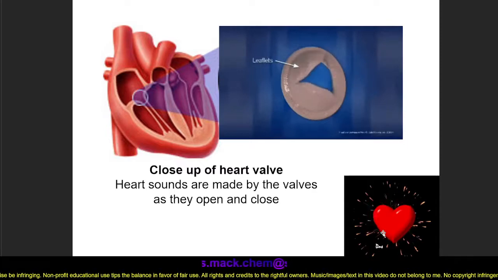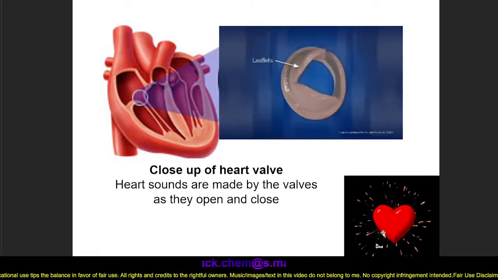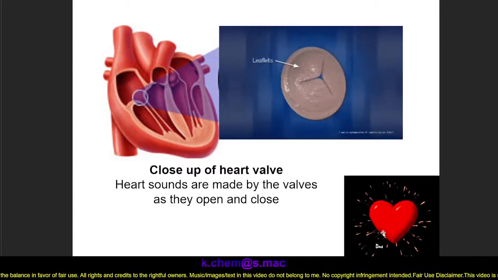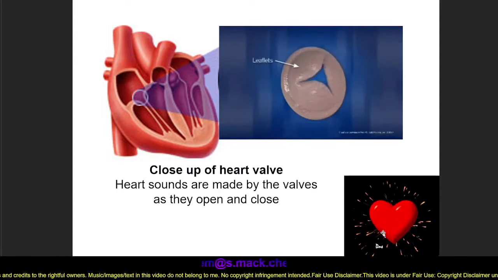And a little tidbit or fact on the screen is that these heart sounds that surgeons or doctors listen for are the sounds made by the valves when they open and close. Right, so every time valves open and close, you're going to get that boom boom that you hear, the sound which the heart makes.